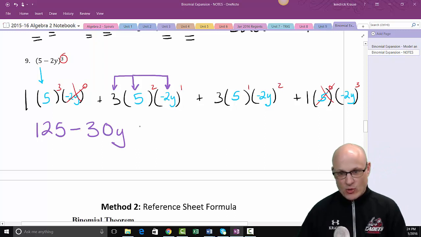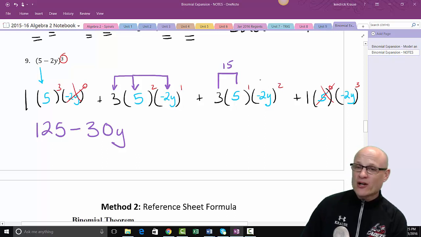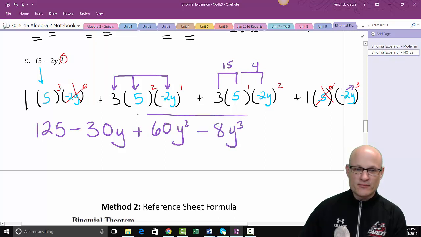Notice the y's are going to go up. Y squared, then y cubed. So now I'm not even going to put a sign. 3 times 5 is 15. And this is negative 2 squared. Negative 2 squared is 4. So 15 times 4 is positive 60 y squared. And finally, negative 2 cubed. Negative 2 cubed is negative 8 y cubed. There it is.